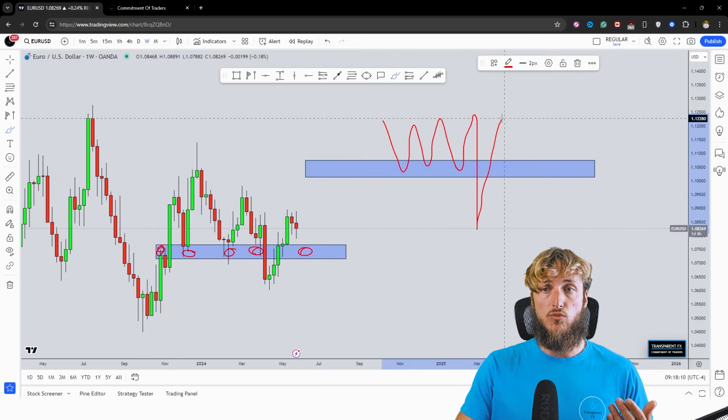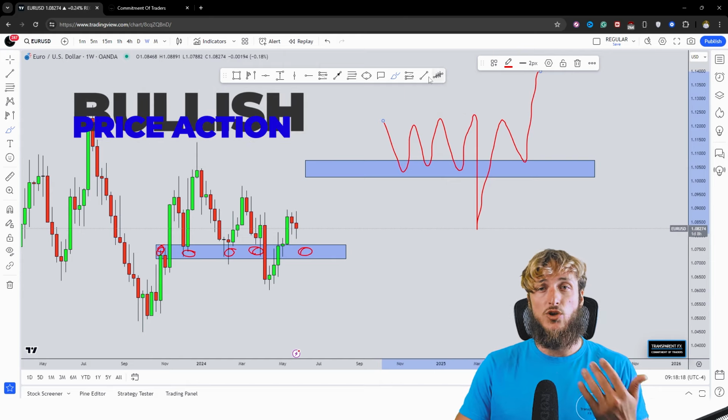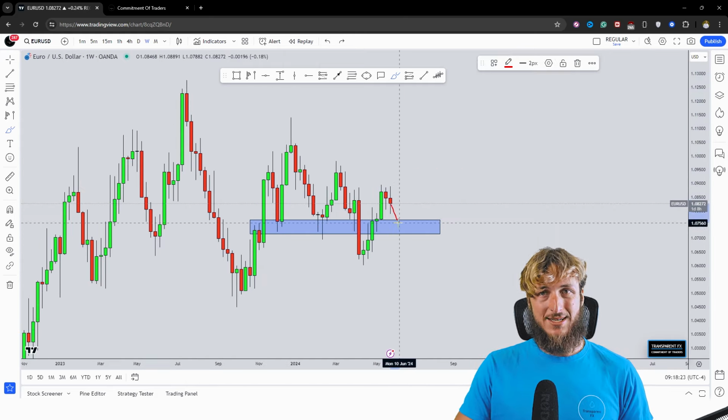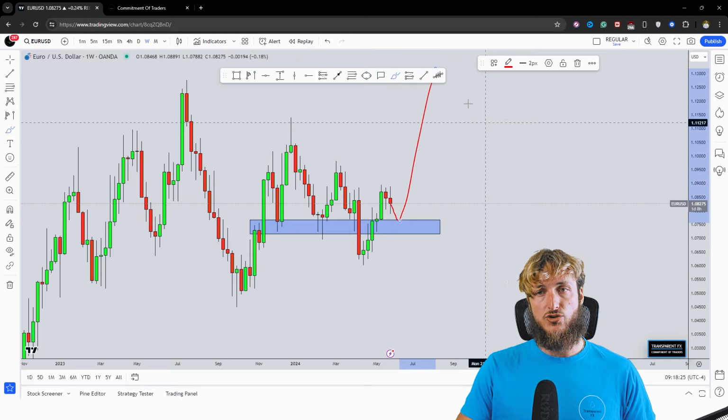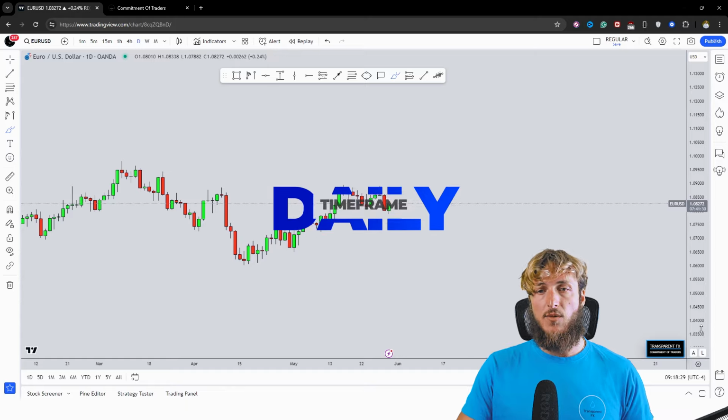Now, when you have a horizontal level of structure which was already acting as strong support, and we have a fake breakout lower, break back above, the natural movement of a market after this in most cases is to go for a retest and then reject to the upside. That is what usually the market tends to do. So there is the possibility of seeing a test of this level and then a rejection to the upside away from this zone. Dropping down on the daily time frame, what do we have?